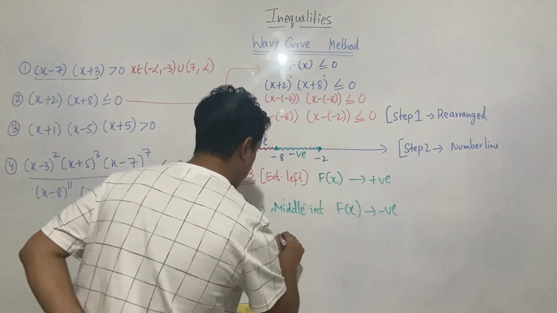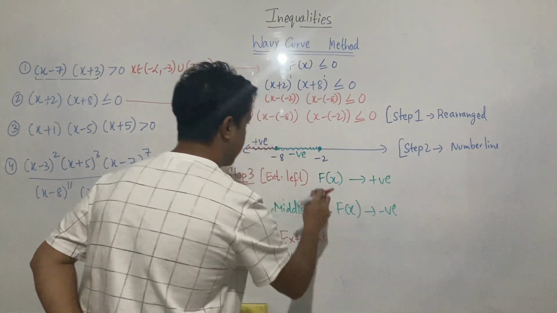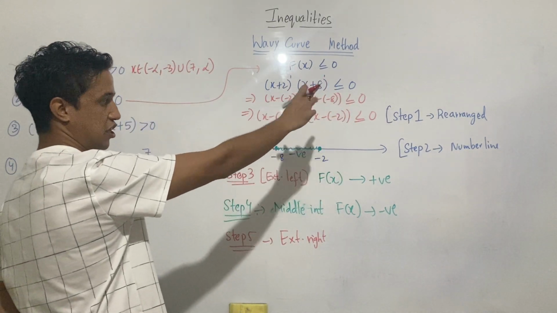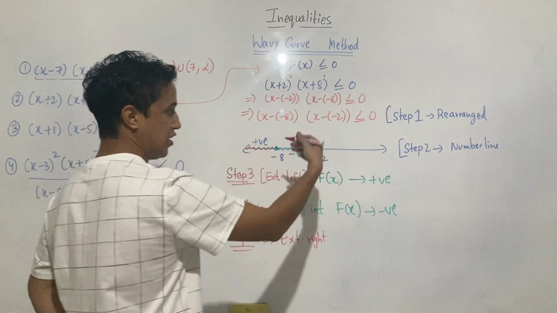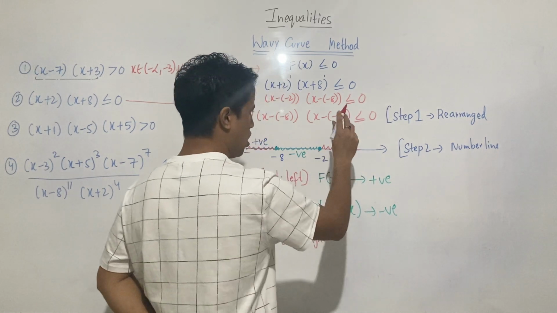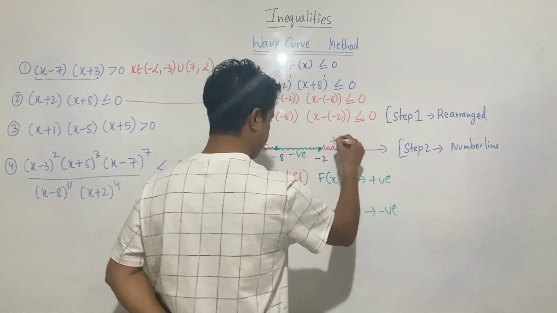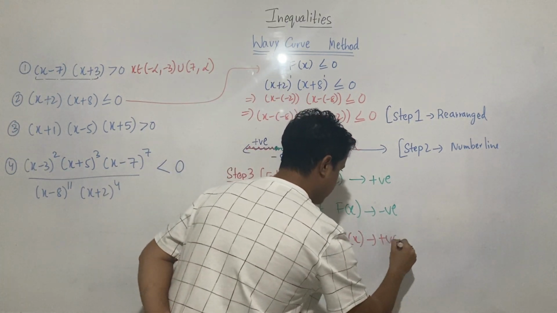Now go to the extreme right. Extreme right. What would happen? Now look for the exponent of the expression that involves minus 2. Minus 2, what's the value? 1. Again 1 is odd, so your sign will change. So here positive. Okay, so here your function is going to stay positive.